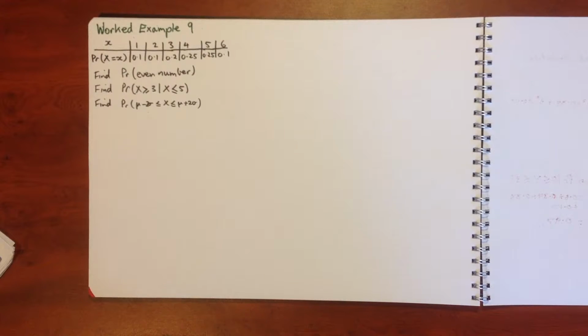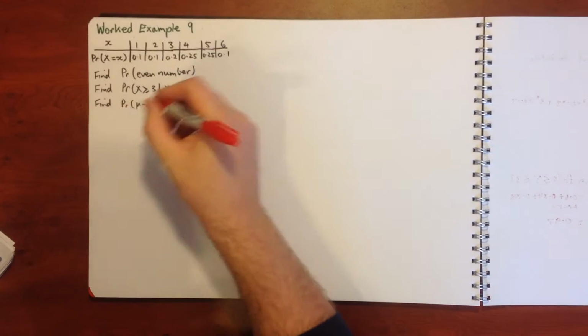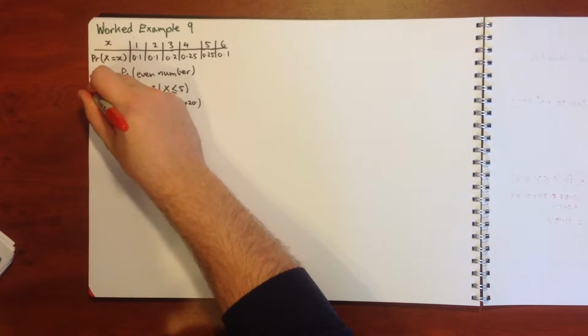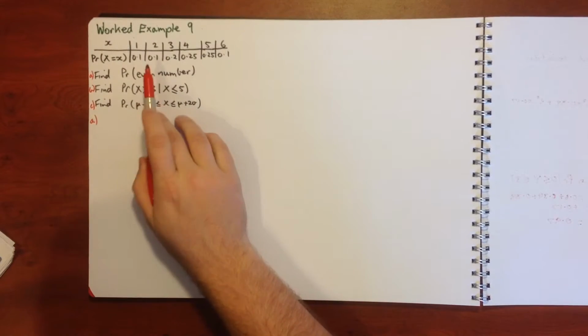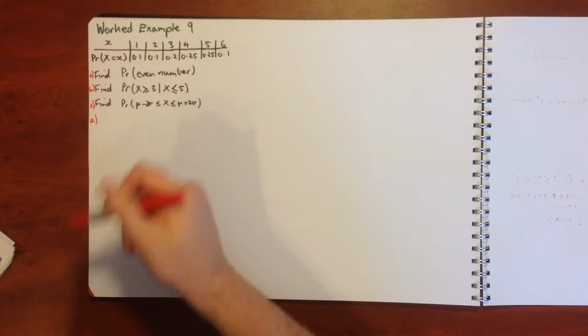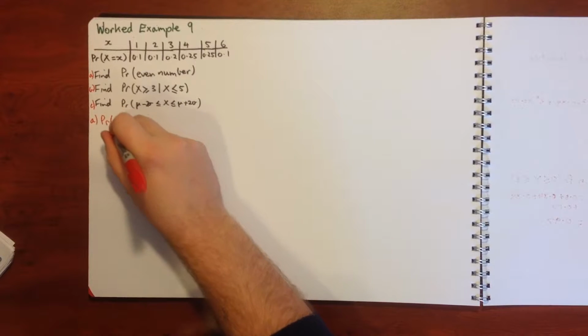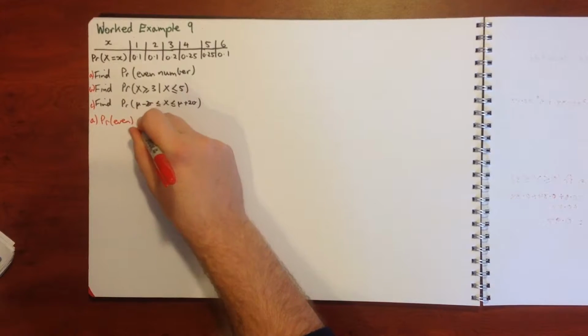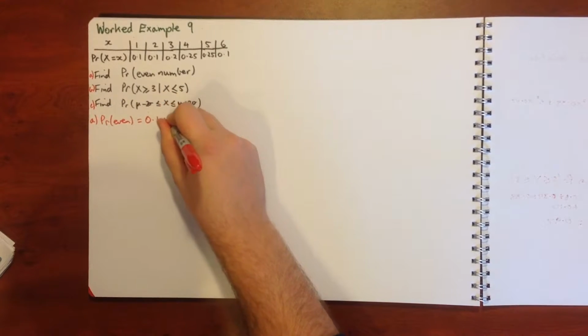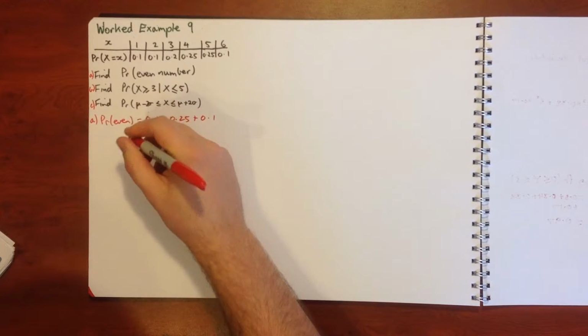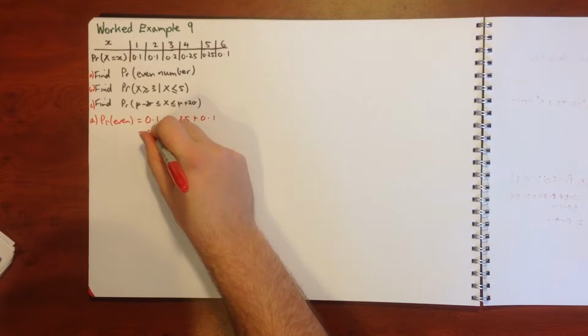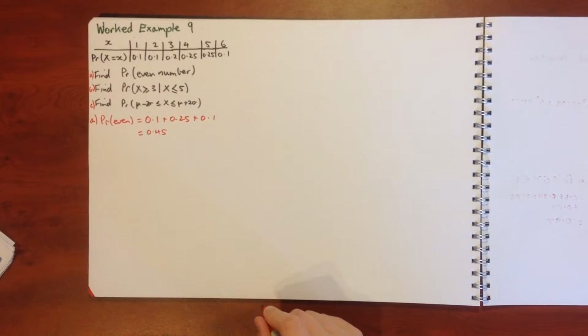So to look at the probability of an even number, say A, B and C. For A, the probability of an even number is really going to be the probability of 2, 4 or 6. That means that we're going to have 0.1 plus 0.25 plus 0.1, so we're simply going to get 0.45.